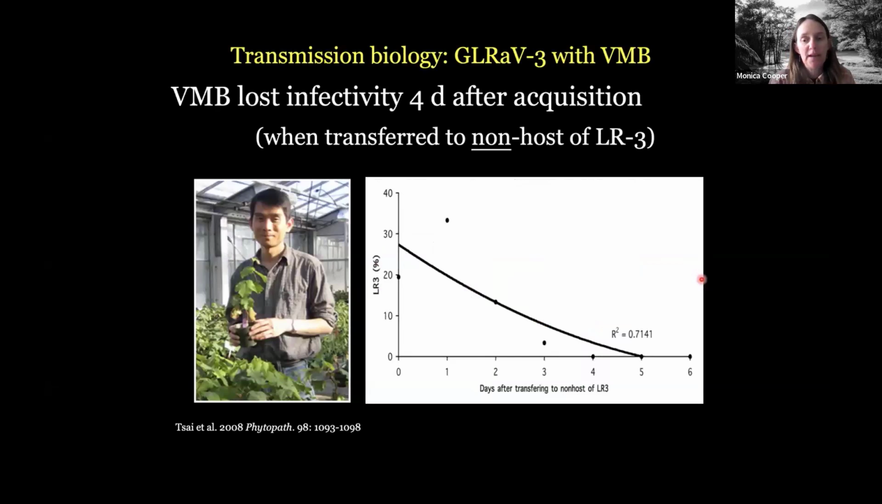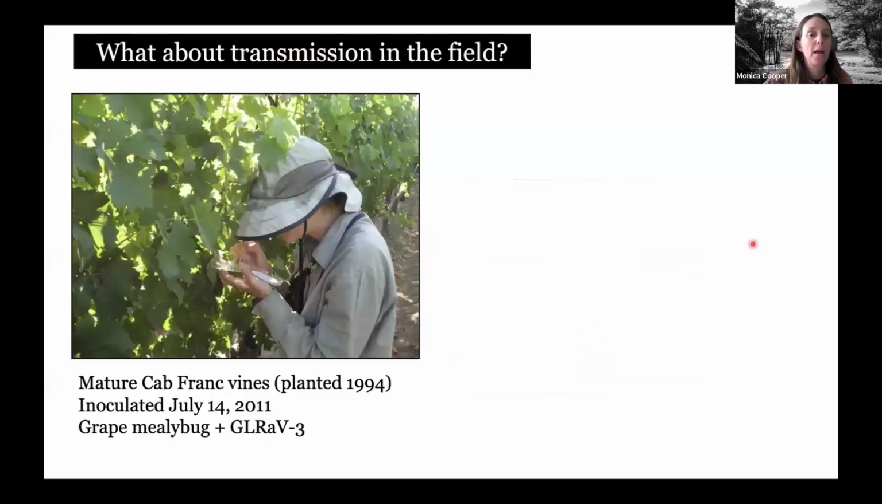The good news is that if the mealybug feeds for 4 days on a non-host of leaf roll, so if it keeps moving, keeps feeding on vines that are not infected, it loses the ability to transmit the virus. So it's not like once the mealybug picks up the virus, then it's infected for life. So that's a bit of good news, I think.